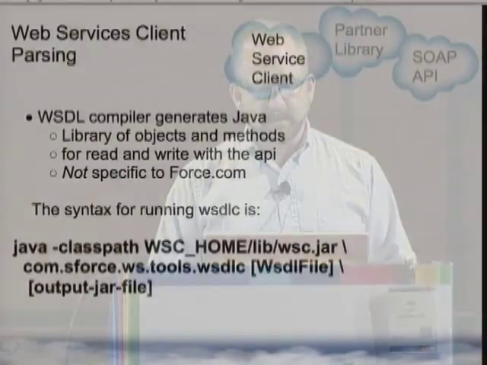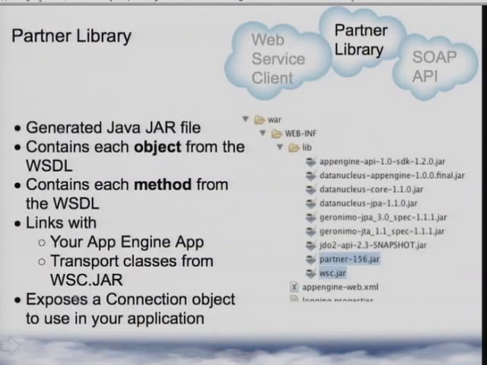So when I run this command, I generate this output jar file. What does it build me? Well, it builds me the next piece of the chain, the partner library. Now, we call this a partner library. It could also be the enterprise library. If you're familiar with our WSDLs, we have a strongly typed WSDL and a loosely typed WSDL so that you can write applications that work with multiple Salesforce orgs. Or if you're writing for your own org, you can use the enterprise WSDL as well. But basically, you generate that jar file, and it has the objects and methods.